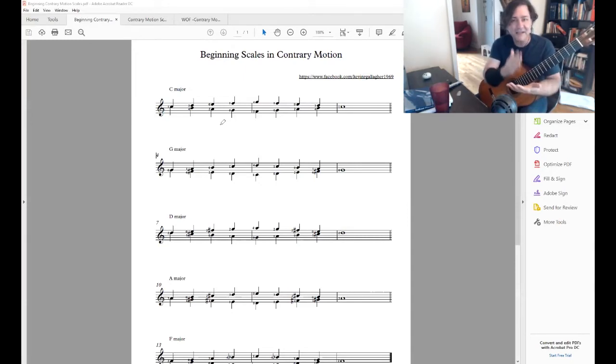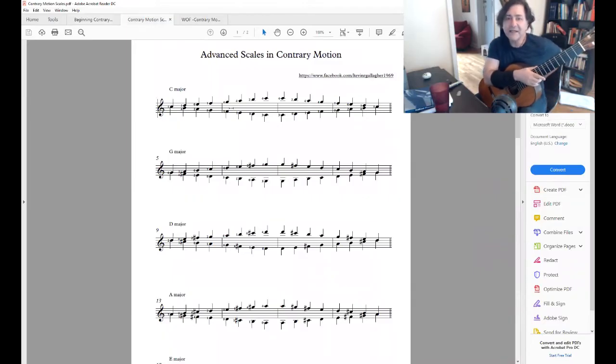When you're thinking about notes and movement and you're doing something confusing like this, you want to find a way that you spell things exactly the same way every single time. You don't want to think sometimes from the top down and then sometimes from the bass up. Either do bass up all the time or top down all the time. It's up to you. Okay, now we get into more advanced scales in contrary motion.